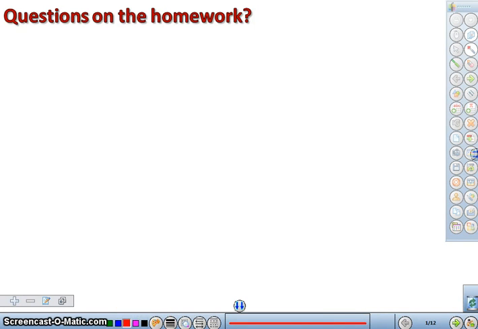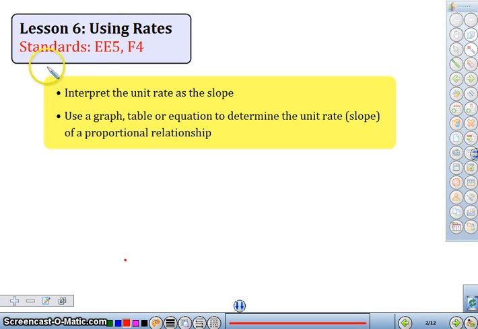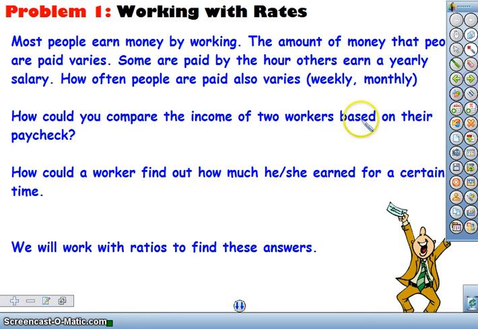We'll be looking at your homework questions, and right now we're going to be starting your notes. In your notes, please turn to lesson 6, using rates. Our key thing is that we want to interpret unit rates as slope. Remember, these two things are exactly the same or equal if it is a proportional relationship and you go through 0, 0. We are going to look again at your tables, graphs, and equations to make sure you're understanding those.